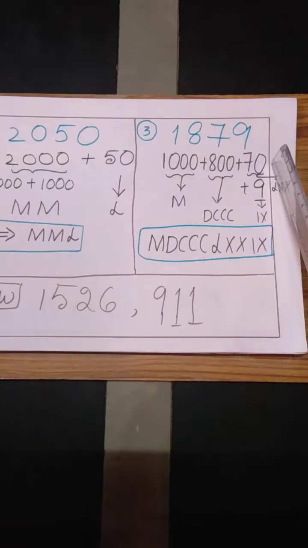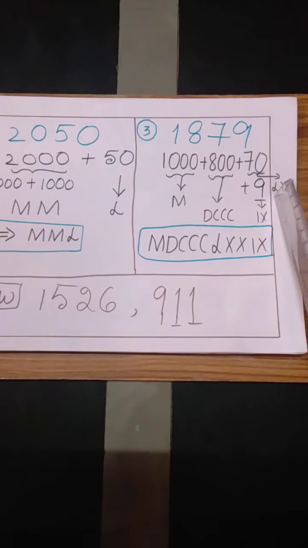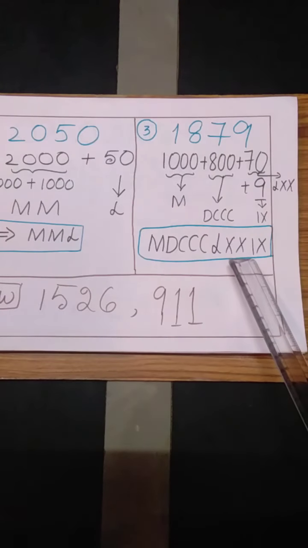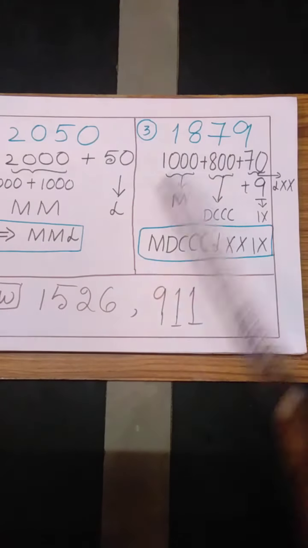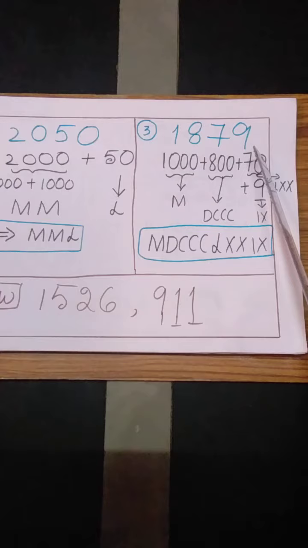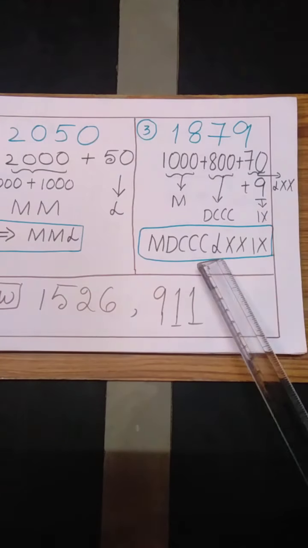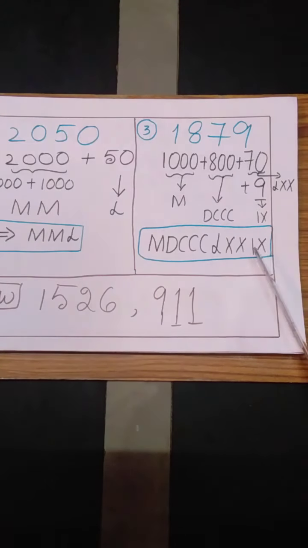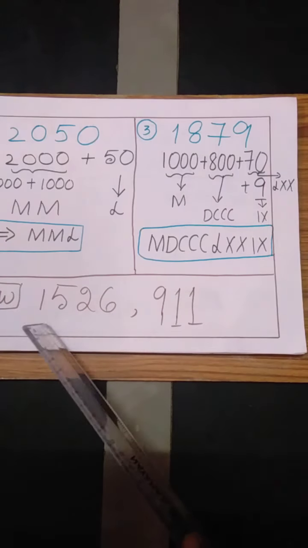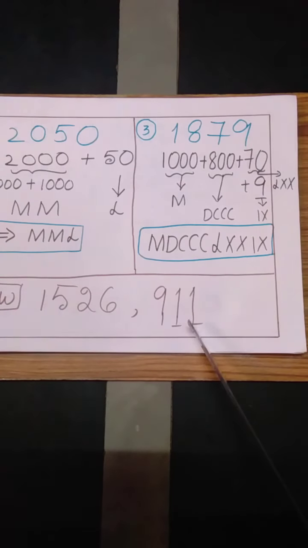And for 70, 50 plus 20. 50 is L. For 20, 2 X's. And for 9 we can write directly the Roman numeral IX. So the Roman numeral for 1879 is M, D, triple C, L, double X and IX. In the same way, you have to do 1526 and 911. Comment to me in the comment section below.